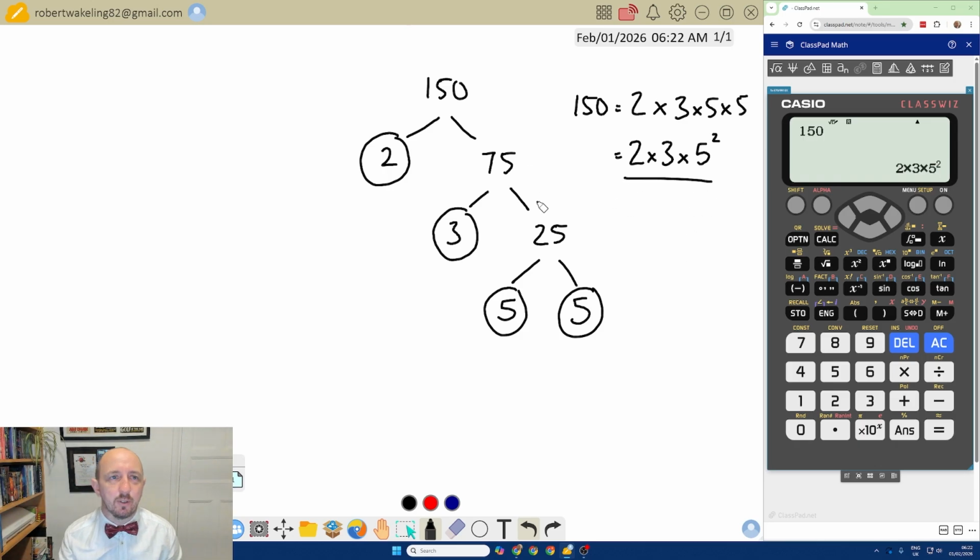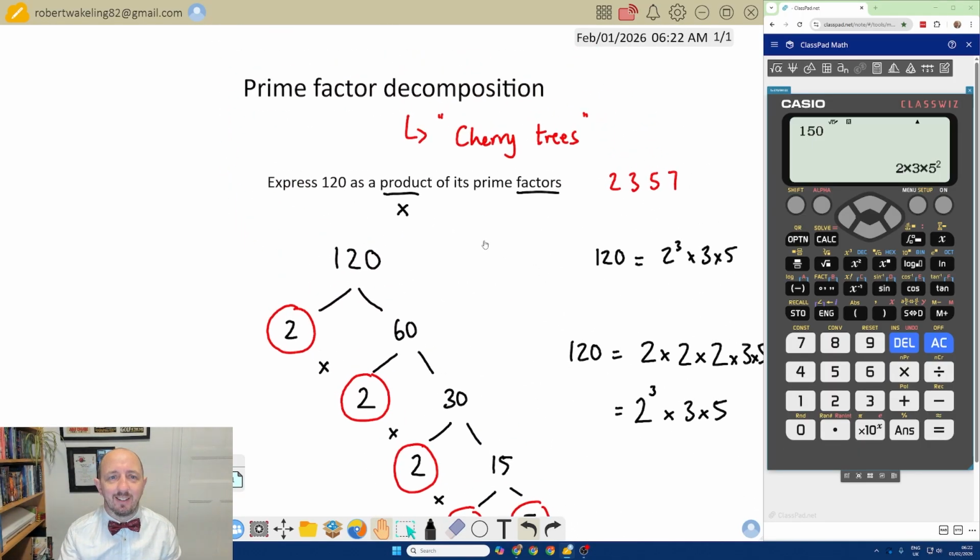As soon as you see this weird wording, express 120 as a product of its prime factors, if you learn, when I see this, I do cherry trees, you'll probably be able to do the cherries correctly. And if you can remember to pop this on the end, then you've fully completed the question.